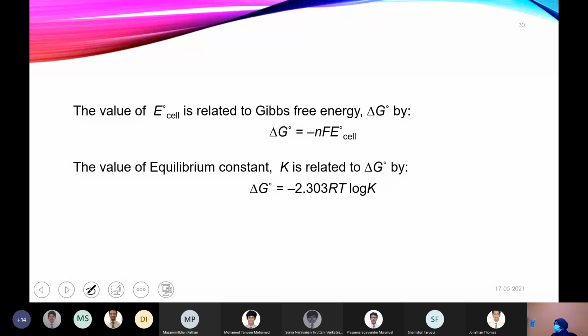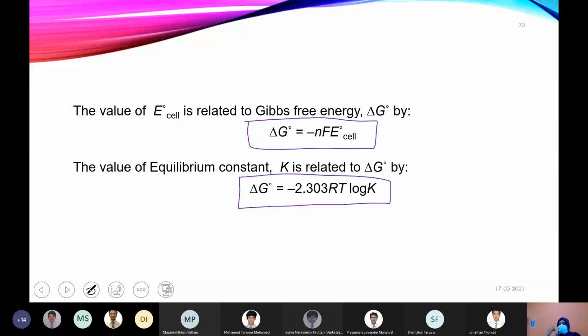Again, these are the other equations connecting, as I said earlier. If you are interested, you can go for the derivation, but only these equations are enough. Delta G is equal to negative nF E0 cell, and the next one, delta G0 is equal to negative 2.303 RT log K. Gibbs free energy and E0. So a question can be related to anything interconnected. So you should be knowing all these equations.